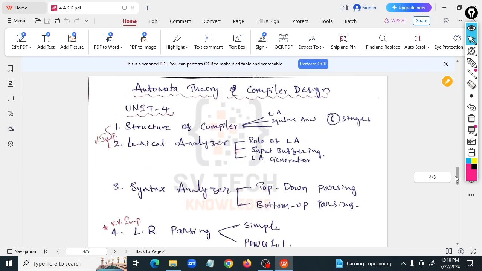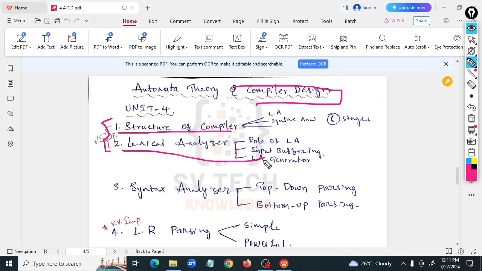So coming to the fourth unit, it is totally related to CD. The first three units are related to automata theory, finite automata theory, and the last two units are related to compiler design. Coming to compiler design, the first two questions are very important. The first is structure of compiler. It has six stages, like lexical analyzer, syntax analyzer and so on; you have to read all six stages. Second, the lexical analyzer is a very important question: role of lexical analyzer, input buffering, and the lexical analyzer generator.